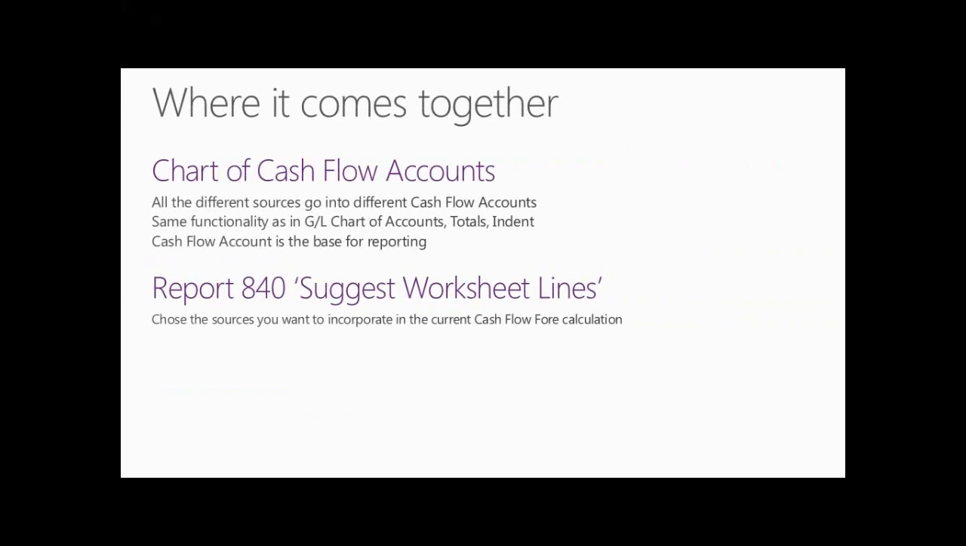At the end of the process, it all comes together in the cash flow chart of accounts. As stated in the beginning of this module, you can incorporate values from different areas. You can choose the different sources when you run the Suggest Worksheet Lines batch, and when you then register the cash flow worksheet lines, the information from the different sources flow into the different accounts of the cash flow chart of accounts. In the cash flow chart of accounts, you have similar functionalities as in other chart of accounts like building totals, and also the reporting features for the cash flow forecast functionality based on the cash flow chart of accounts.